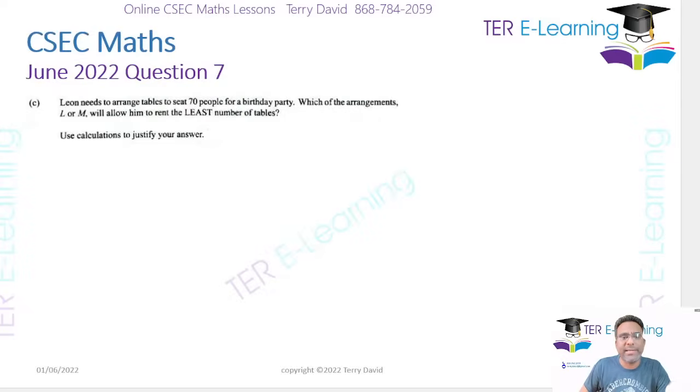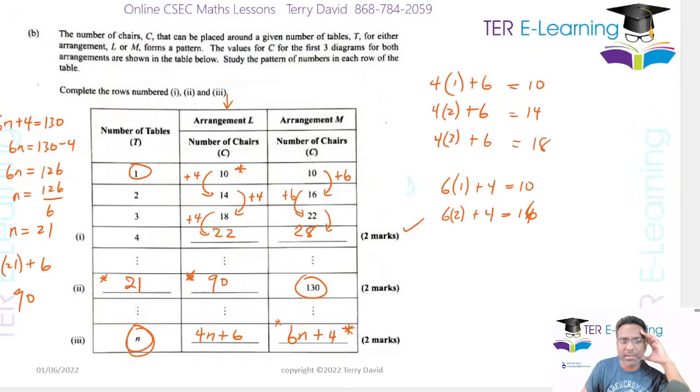Right, now Leon needs to arrange tables to seat 70 people for a birthday party. Which of the arrangements L or M will allow him to rent the least number of tables? So we want to sit 70 people. If you notice something here, you have a formula for the number of chairs using arrangement L. This one here is the number of chairs for arrangement M.